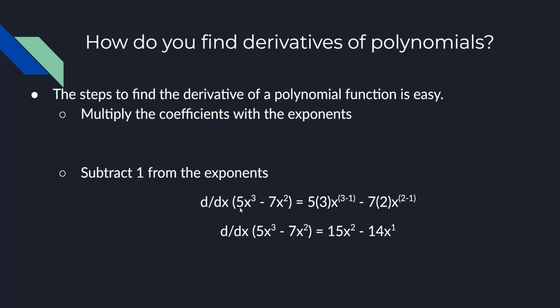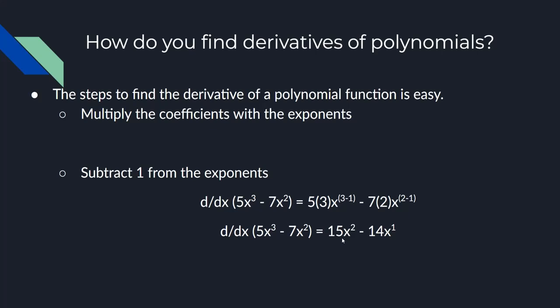So for example, if we had an equation like 5x cubed minus 7x squared, and we want to take the derivative with respect to x, first we would write it like this: d over dx of 5x cubed minus 7x squared. What we're going to do is take these exponents, 3 and 2, and multiply them by their coefficients. So 5 is going to be multiplied by 3, 7 is going to be multiplied by 2, as we see here. And then I'm going to subtract 1 from both of those exponents after they get multiplied.